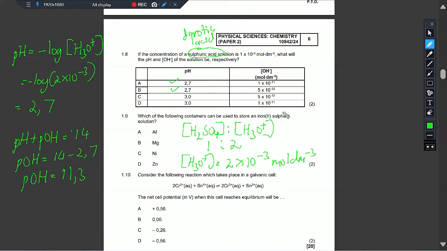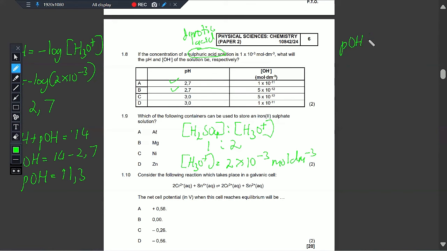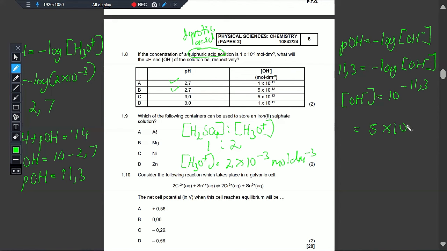So to then calculate the concentration of the hydroxide ions, we would need to say pOH is equal to negative log of the concentration of the hydroxide ions. So this is 11.3, and then negative log concentration of hydroxide ions. So to calculate the concentration of hydroxide, that's just 10 to the exponent of negative 11.3. And then if you punch that into your calculator, let's check 10 to the exponent of negative 11.3. That is going to give you 5 times 10 to the exponent of negative 12 mole per dm cube. Now, which one does it correspond to? It is option B, right? So that means your answer here was supposed to be B.